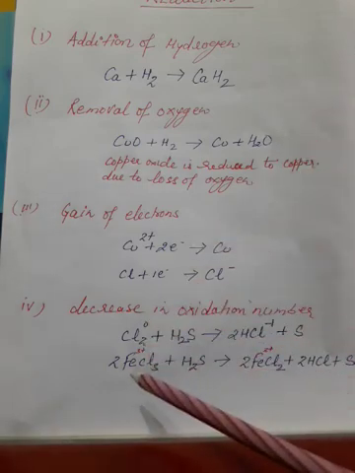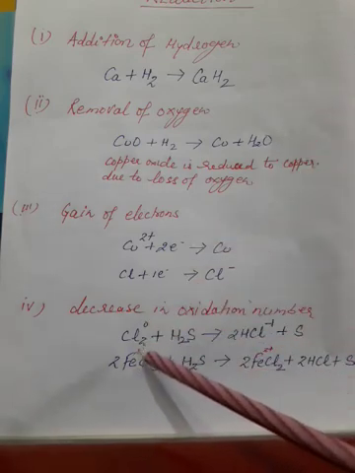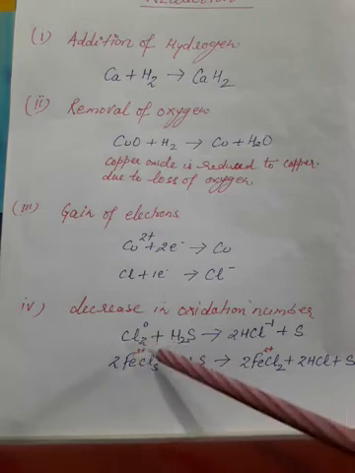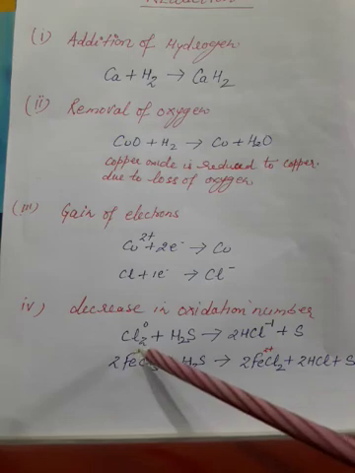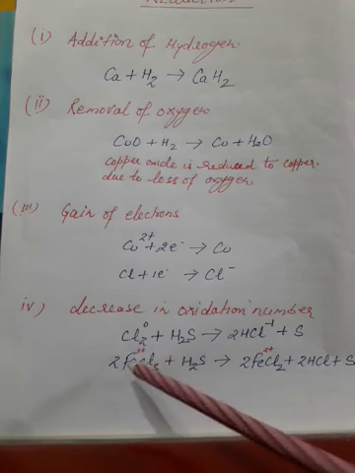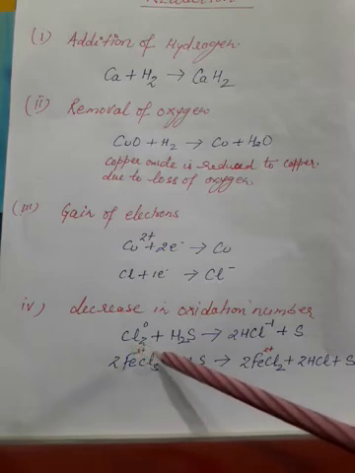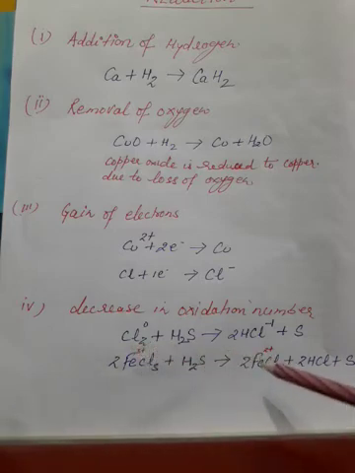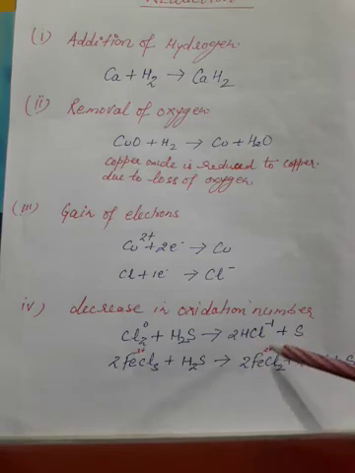Just see here ferric chloride. What is the oxidation number of iron in this case? This is iron third, 3 plus. Valency of iron is 3 plus. So the oxidation number of iron in this compound is 3 plus. When it reacts with hydrogen sulfide, it will form ferrous chloride. So what is the oxidation number of iron in this compound? 2 plus.